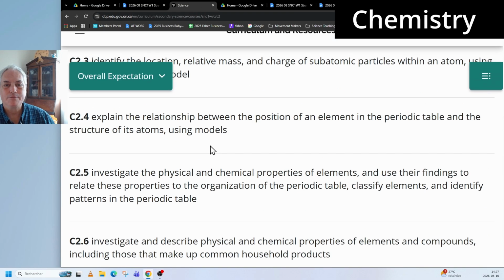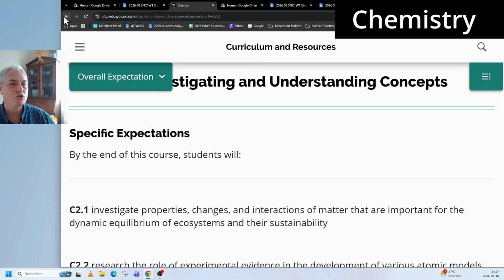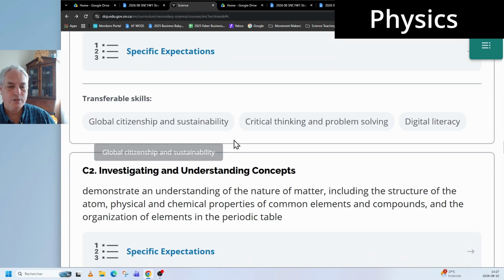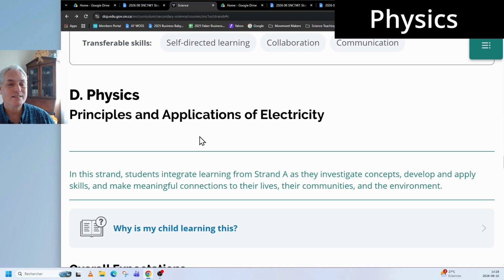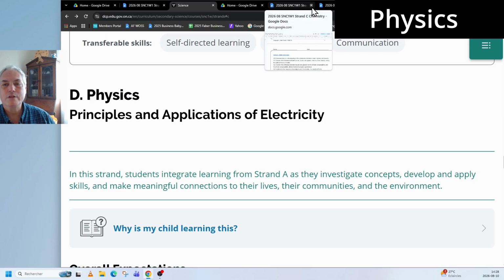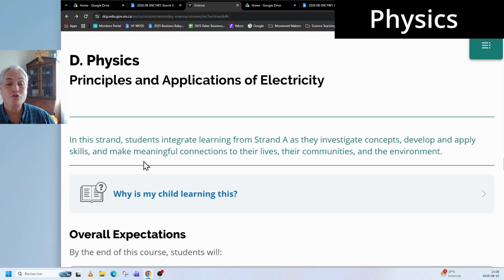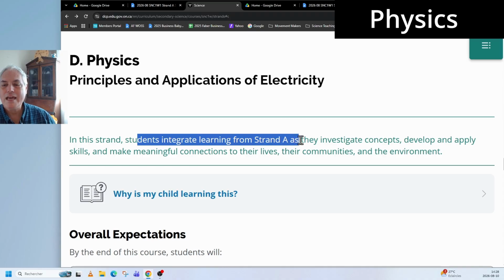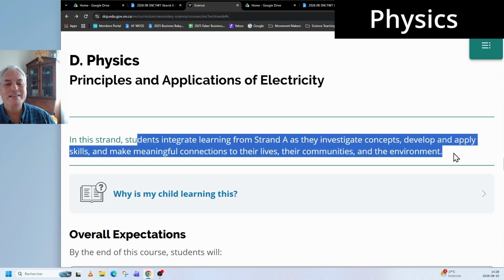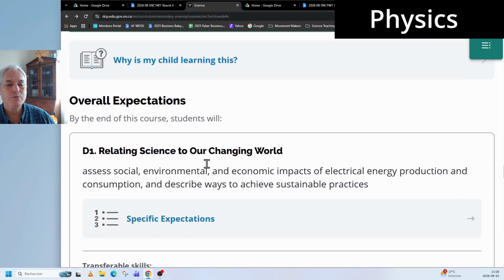So that is what we've learned about chemistry here. So let's see what we have the next unit. The next unit for part D is physics, and it's about the principles and application of electricity. So I'm going to close this. Perfect. So in this one here, in this strand, students integrate the learning of strand A, STEM skills, and investigate concepts, develop and apply skills, make meaningful connections related to energy and electricity. So let's see what they've got.